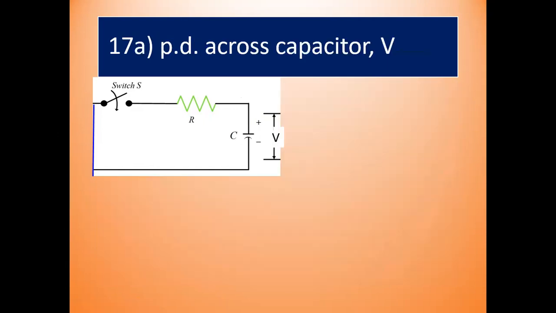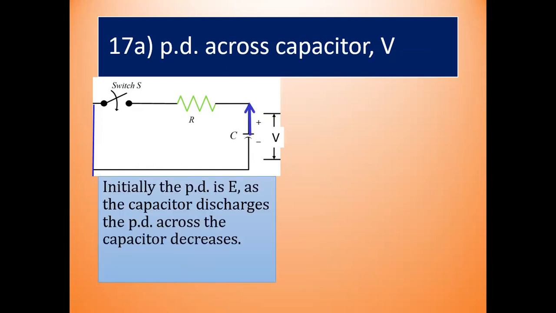And it's coming from the capacitor itself. Yes, the capacitor now becomes a battery, except that it's not a constant source. So initially it's E. As a capacitor discharges, the charge decreases, and the potential will decrease. The PD across the capacitor decreases. That's what I mean. Right?